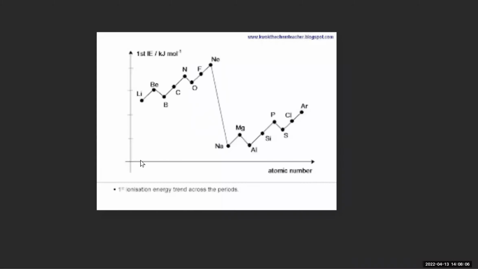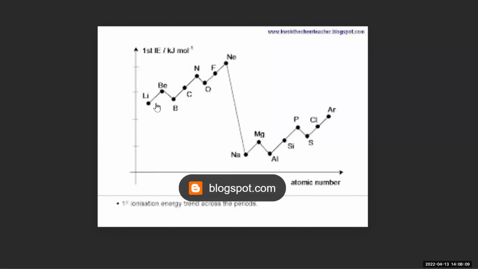Across the period, the trend is that the ionization energies increase. But as soon as the next period approaches, its ionization energy is lower compared to the first one. Why? Because you're moving down the group. You move across the period, then move to the next period, which is lower down. It's got a bigger shell. So he's talking about this dip. Why is there a dip? Because that is a smaller atom. Let's assume that's neon and this one is sodium. I'll draw both.